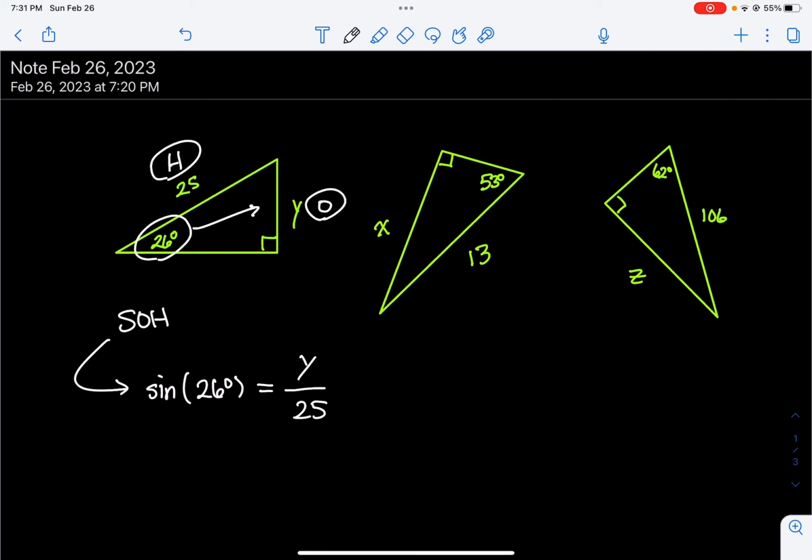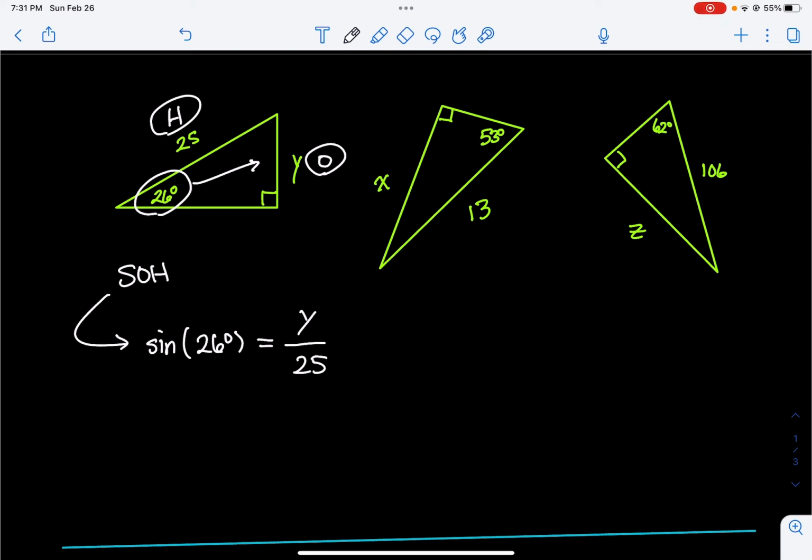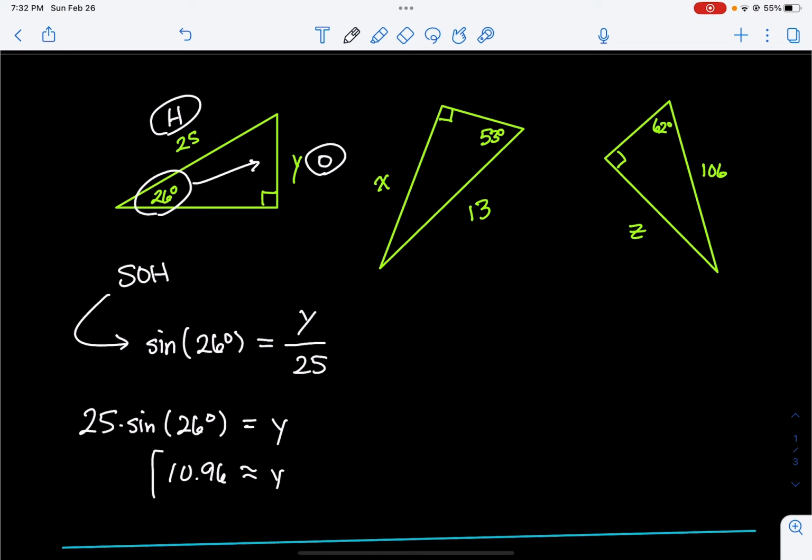And so if I wanted to find what y is, I have an equation now that I can solve. I can multiply both sides by 25, and I will get 25 sine 26 degrees is equal to y. In fact, I can even go further. If I have a calculator and I'm in degree mode, I could type in 25 times sine of 26, and I get 10.96, roughly. So it's roughly how long the side length of y is.